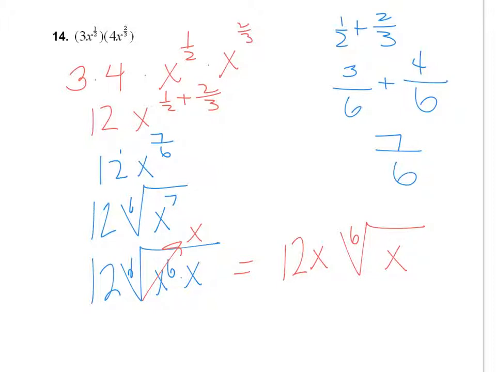And what must I add here? Yep, you got it. Absolute value bars. Why? Even root, odd power. So that's number 14.